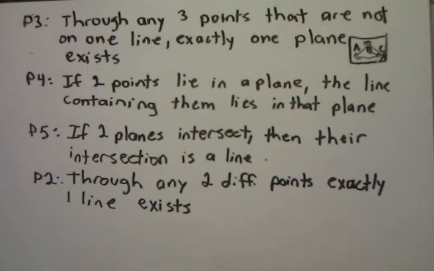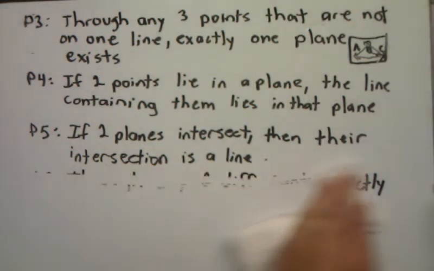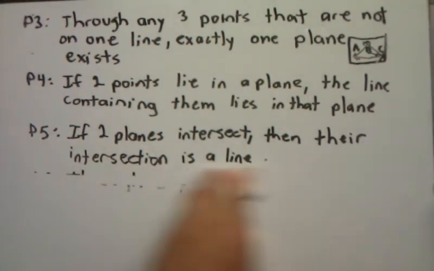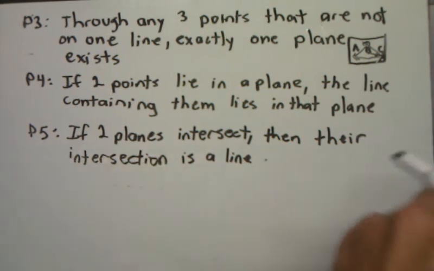Okay, postulate 5 tells us if we take 2 planes, postulate 5 says if 2 planes intersect, then their intersection is a line. So postulate 5 tells us that 2 planes cannot intersect in a point, but in a line. Okay, and if you think about it, if you get confused, draw it.